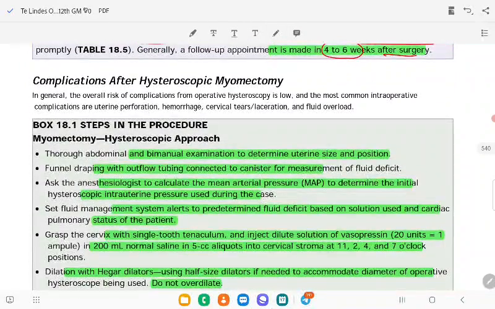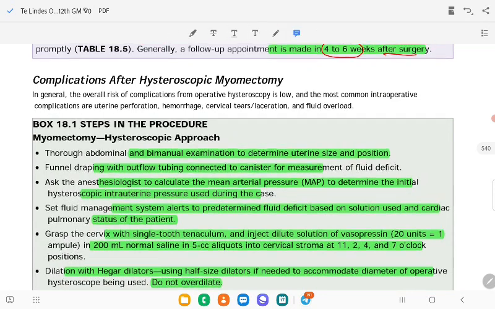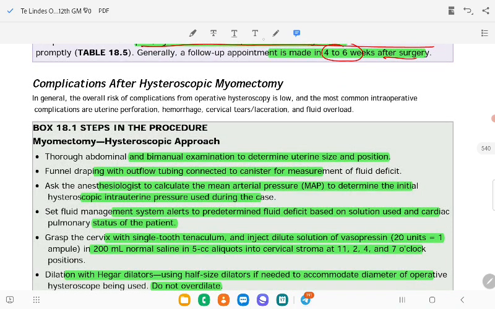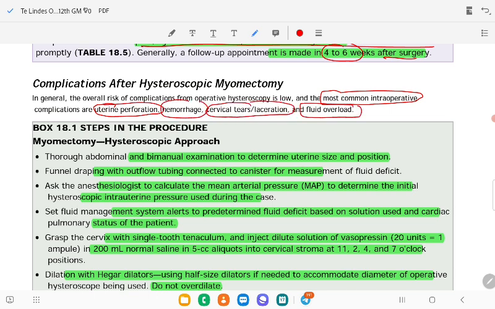Complications after hysteroscopy: generally the overall risk of complication is low. The most common intraoperative complications are uterine perforation, hemorrhage, cervical tear, laceration, and fluid overload. These are the complications. Okay, let's talk about the steps in the myomectomy.